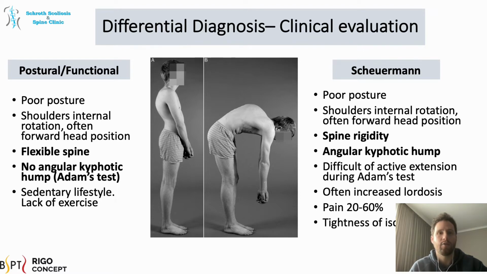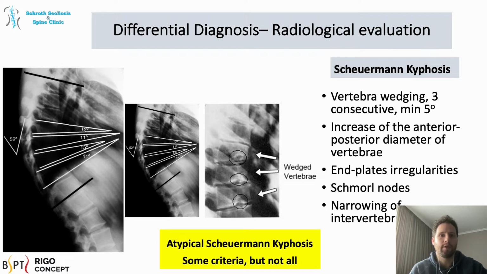And in the forward bending test, in functional kyphosis, we don't see an angular kyphotic hump like in a Scheuermann Kyphosis, as in the example that you can see in the photo just in the middle. The most important radiological criteria for Scheuermann Kyphosis is the vertebra wedging.